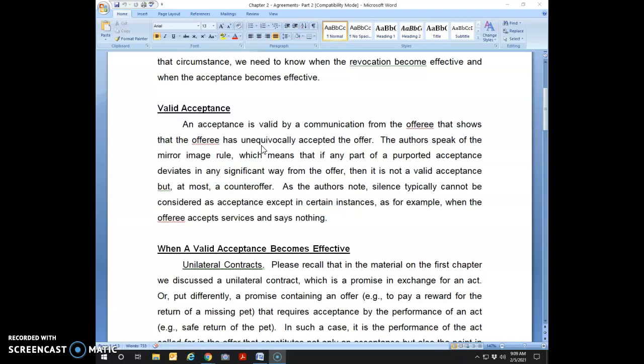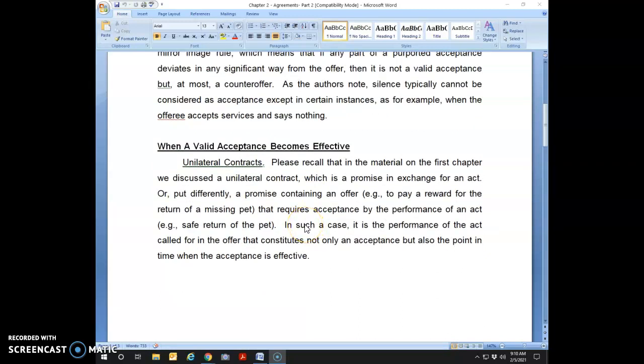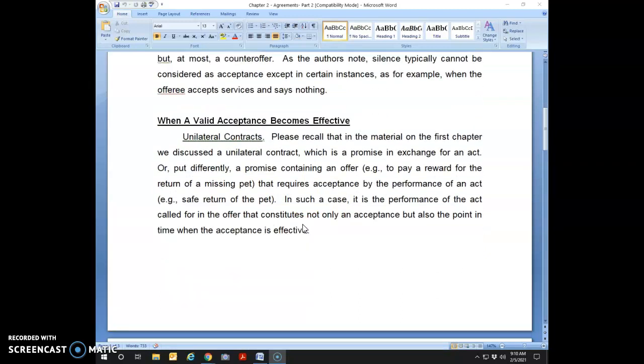Silence, as the authors note, typically cannot be considered an acceptance, and there could be a few exceptions to that, but we're not going to, right now at least, be concerned about it. So now we're getting to the second part of our inquiry. We know what is a valid acceptance, but we're now getting to the question, when is a valid acceptance effective? When does it become effective?